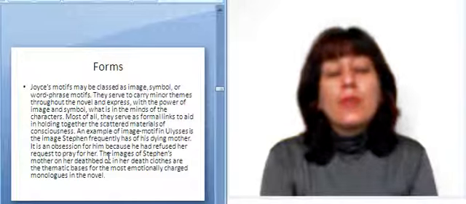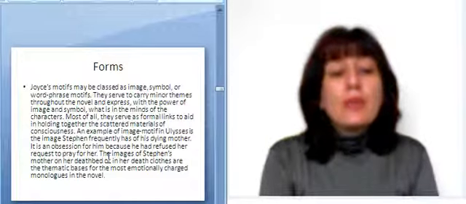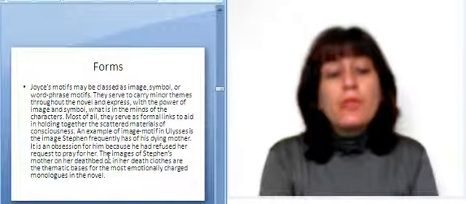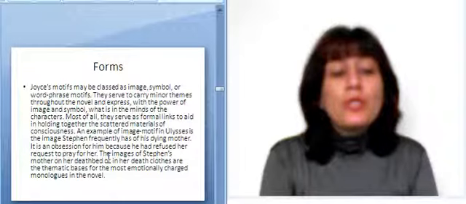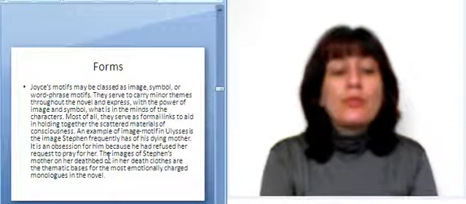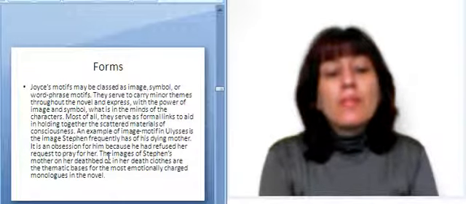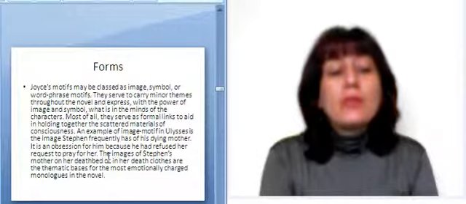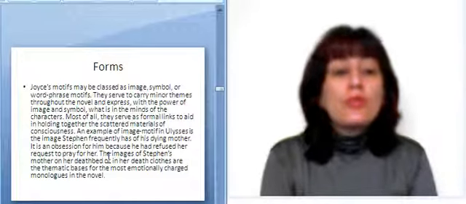An example of image motif in Ulysses is the image Stephen frequently has of his dying mother. It is an obsession for him because he had refused her request to pray for her. The images of Stephen's mother on her deathbed or in her death clothes are the thematic basis for the most emotionally charged monologues in the novel.